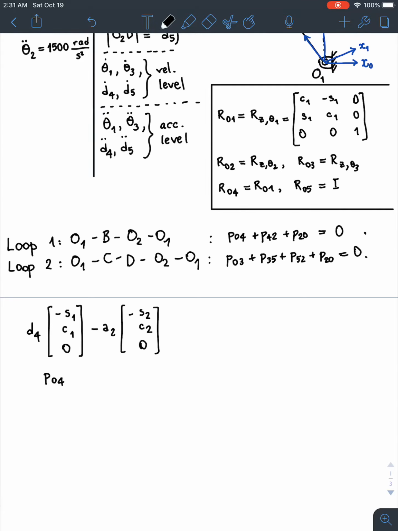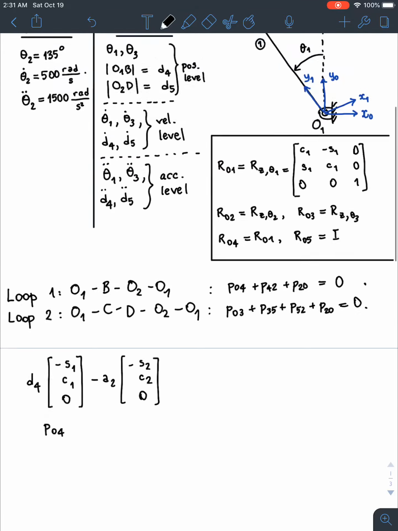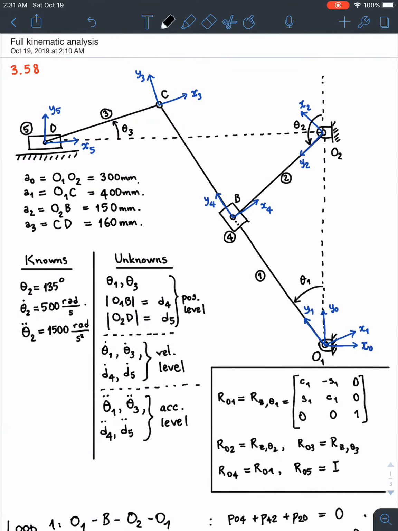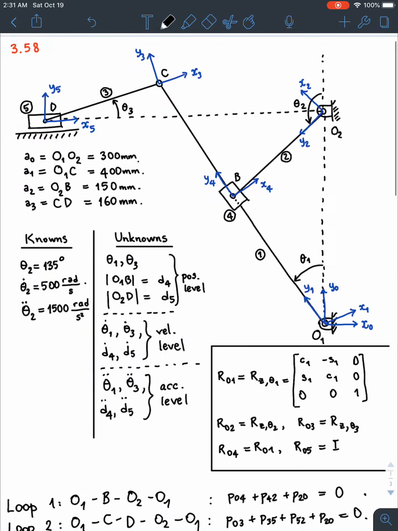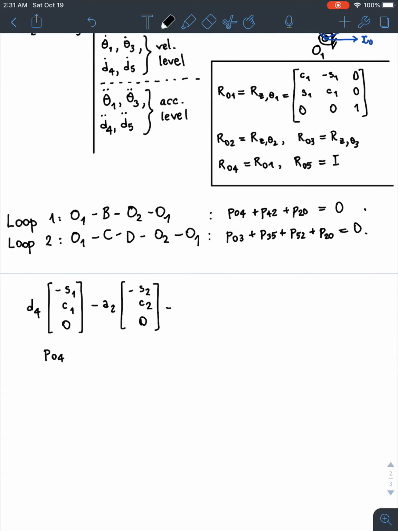Very good. Okay, so finally P20, which is in the negative Y2 direction, and the amount that we have to go is A0. It's going to be negative A0 in the 0, 1, 0 direction. And if you recall, we said this whole thing was P42, and this whole thing is P20, and we're summing these, is equal to 0.